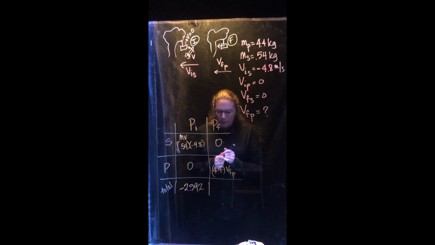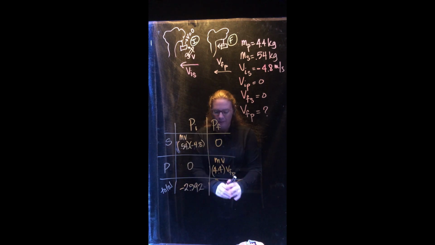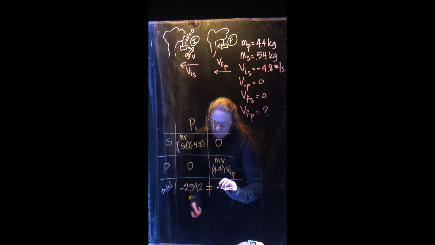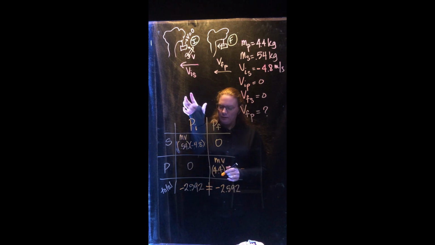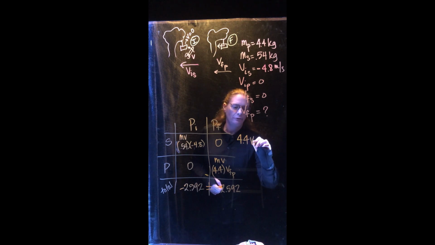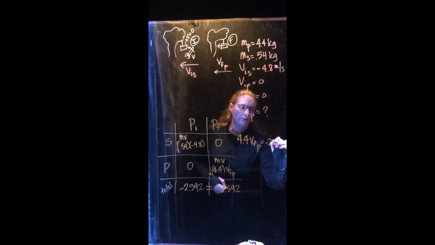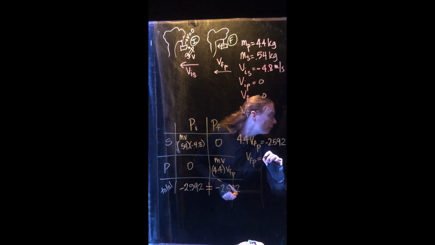All right, so how do I figure this out? Well, conservation means this has to equal this, which means the total initial momentum has to equal the total final momentum. So I can just take this number and say that has to be the same as this number. Negative 2.592. Okay, so that column is all clear. Now I can use this column to actually solve for my unknown. 4.4 v final piñata has to equal negative 2.592. You solve that, and you get the same answer we had before, negative 0.59 meters per second.